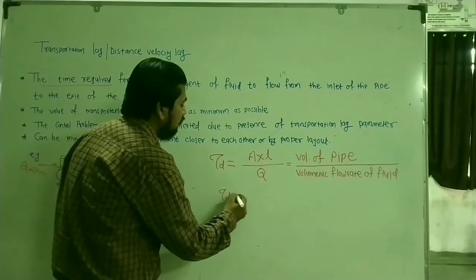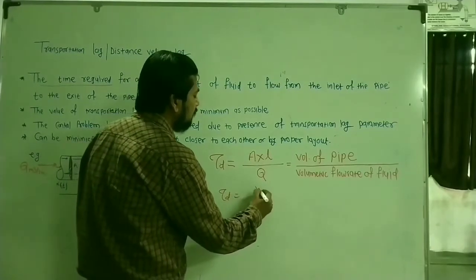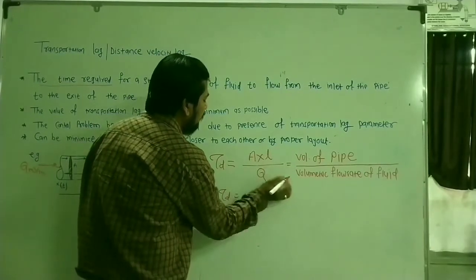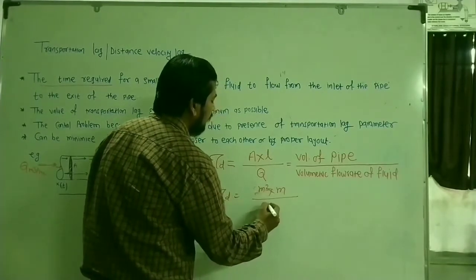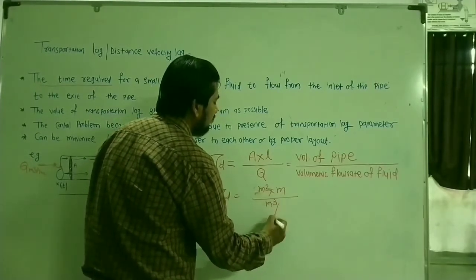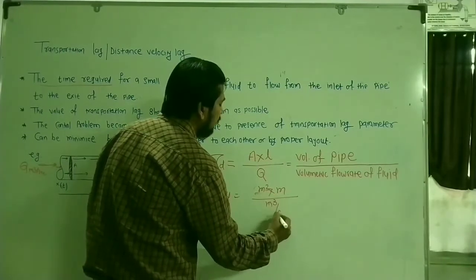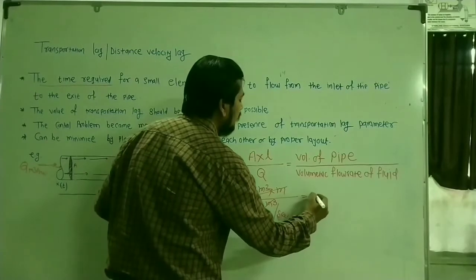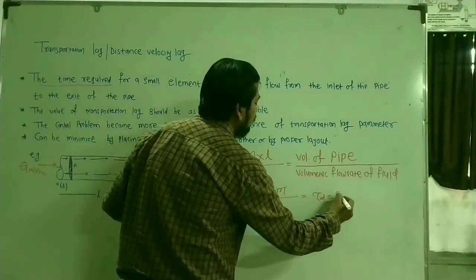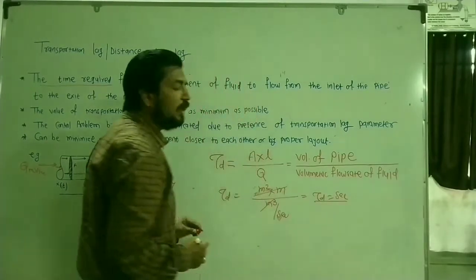So tau d, the transportation lag parameter, has a unit of meter cube, that is area in meter square multiplied by length in meter, divided by the volumetric flow rate, which has unit meter cube per second. So this meter cube and this meter cube get cancelled, and the unit of tau d will be second.